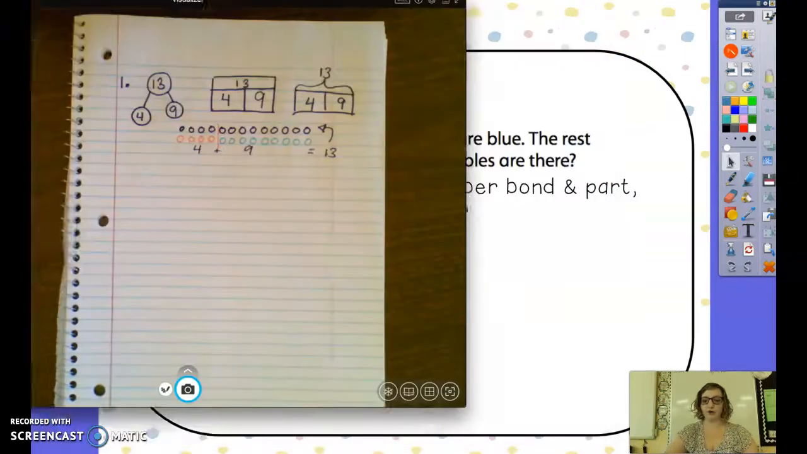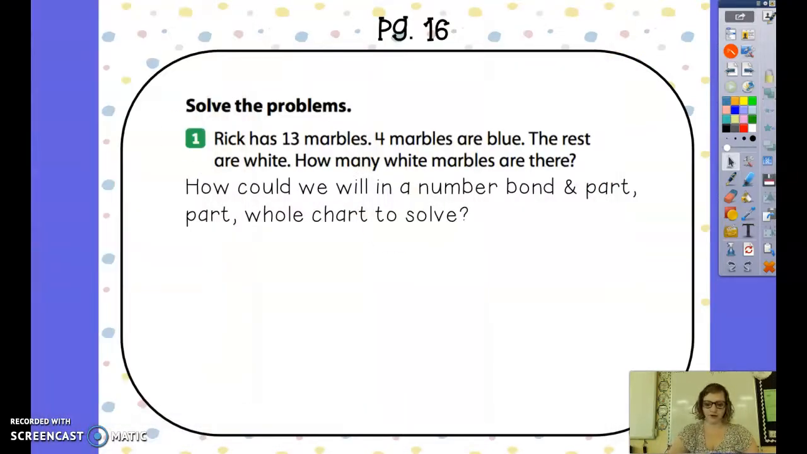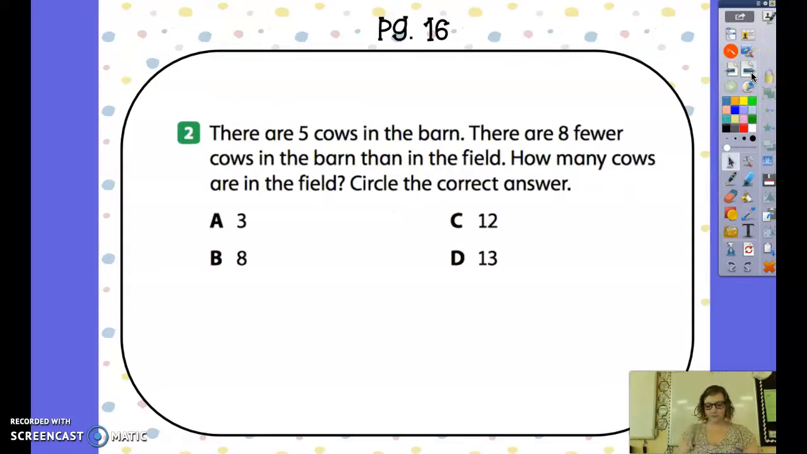I'm going to scoot my paper over. All right, let's look at our next question. Question number 2. There are 5 cows in the barn. There are 8 fewer cows in the barn than in the field. So how many cows are in the field? Circle the correct answer.